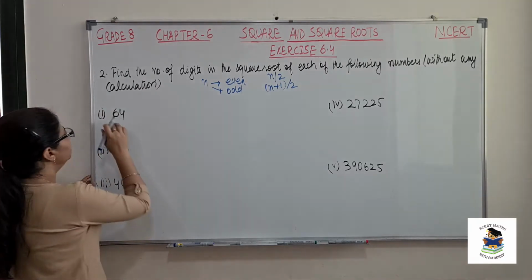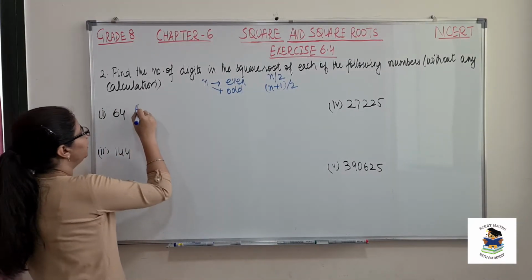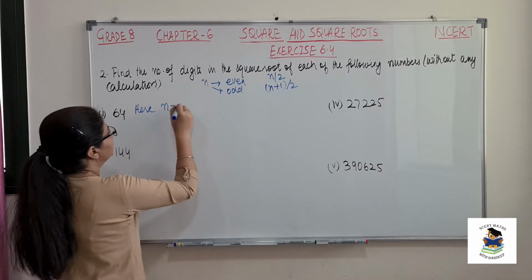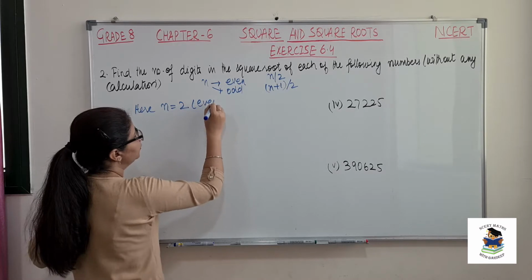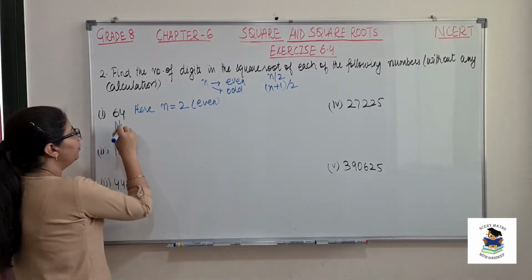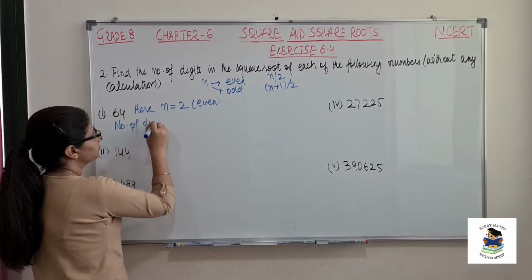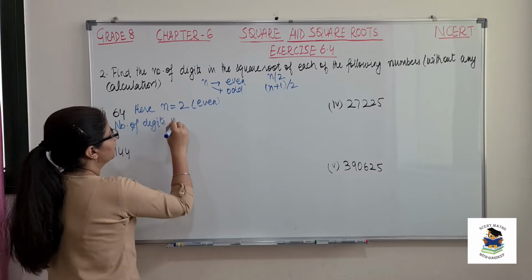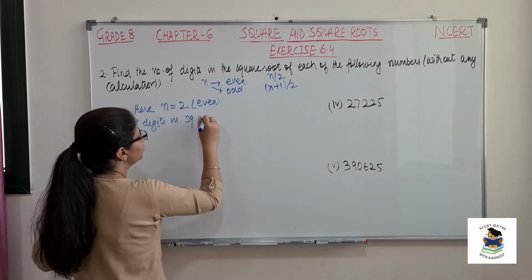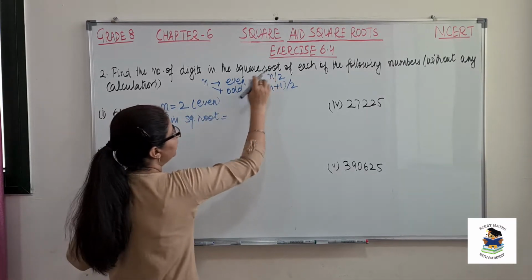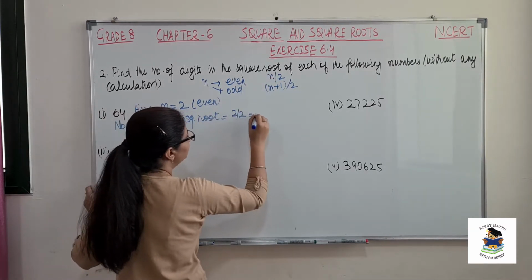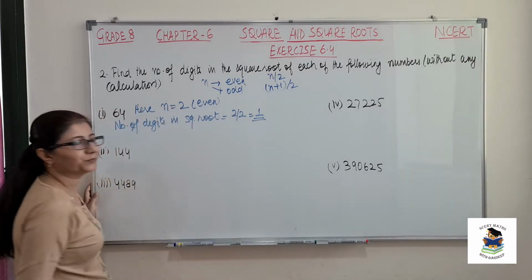So let's check here. What are the digits? We will write here, what is n? n is 2. It has 2 digits, and this is even. So the number of digits in the square root, for even, is n by 2. That is 2 by 2, only 1.